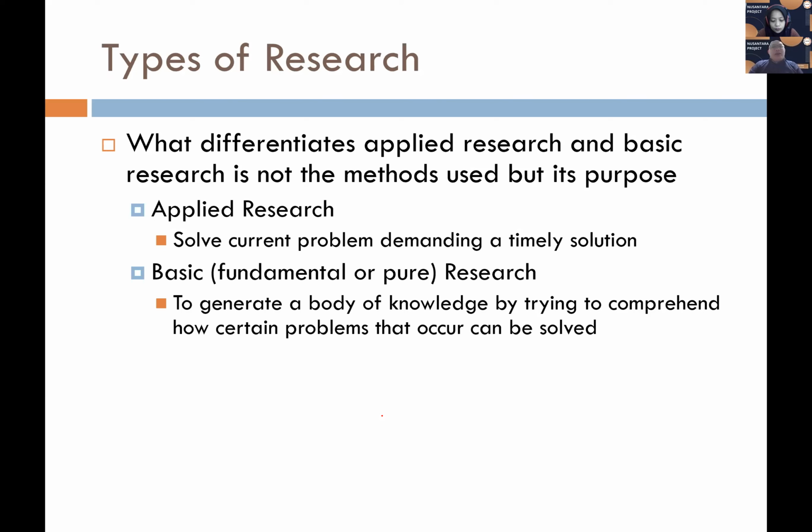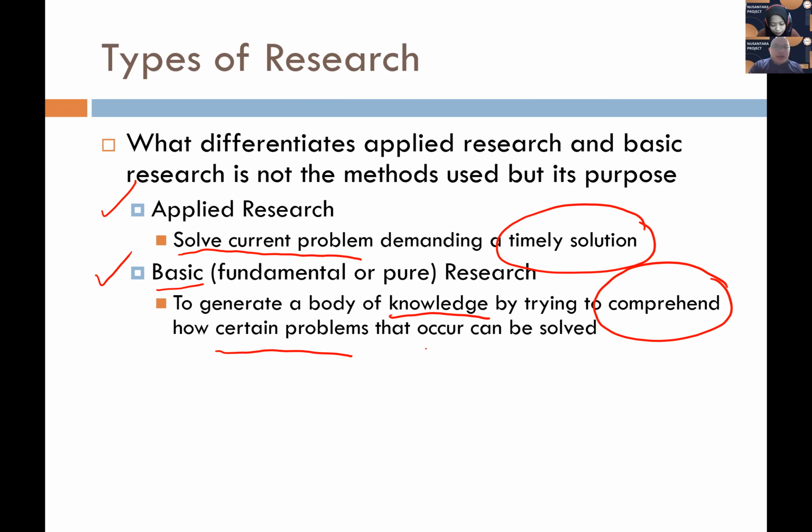So, and also in the Nusantara Project, we did our own research. But what type of research is that? So we have two types. One is applied research, one is basic research. So applied research, basically, we would like to solve a current problem with a very timely solution. That means in a very fast mode, we want to solve a problem. But if it is basic research, usually you want to generate knowledge, to comprehend, meaning to understand how the problem occurs and can be solved.